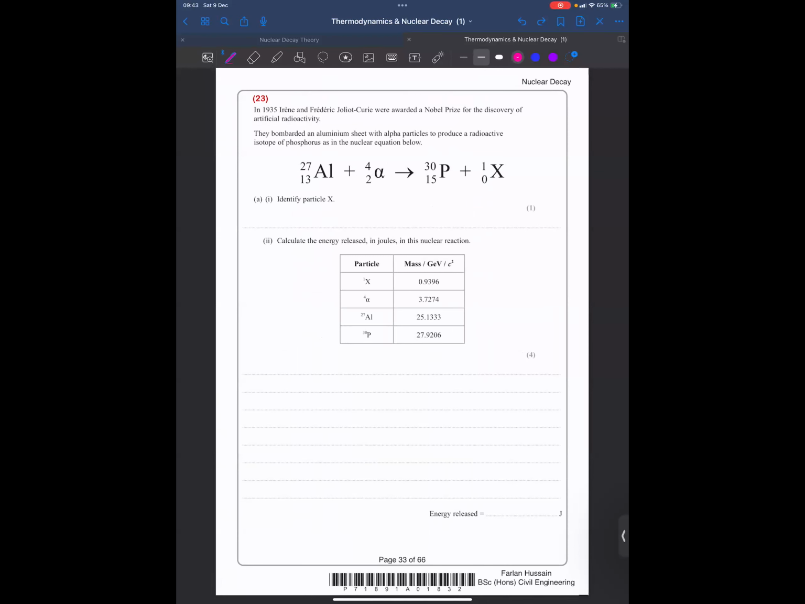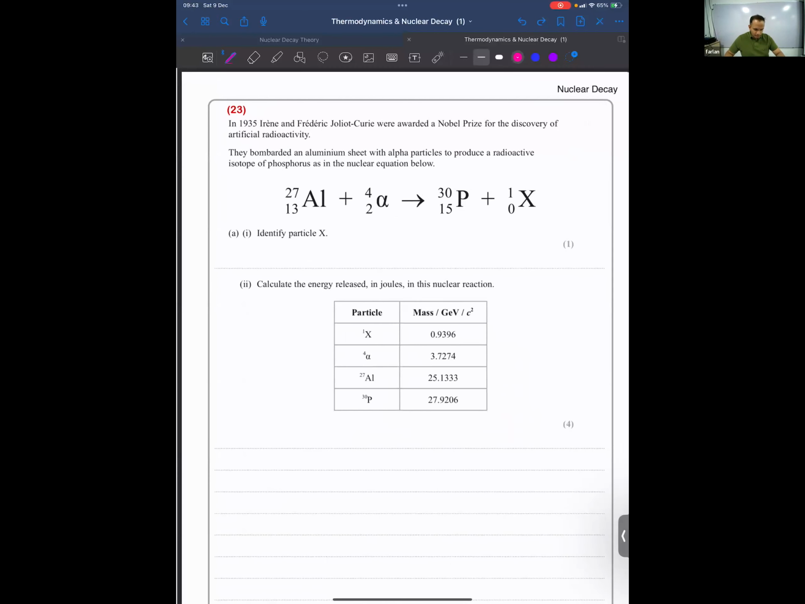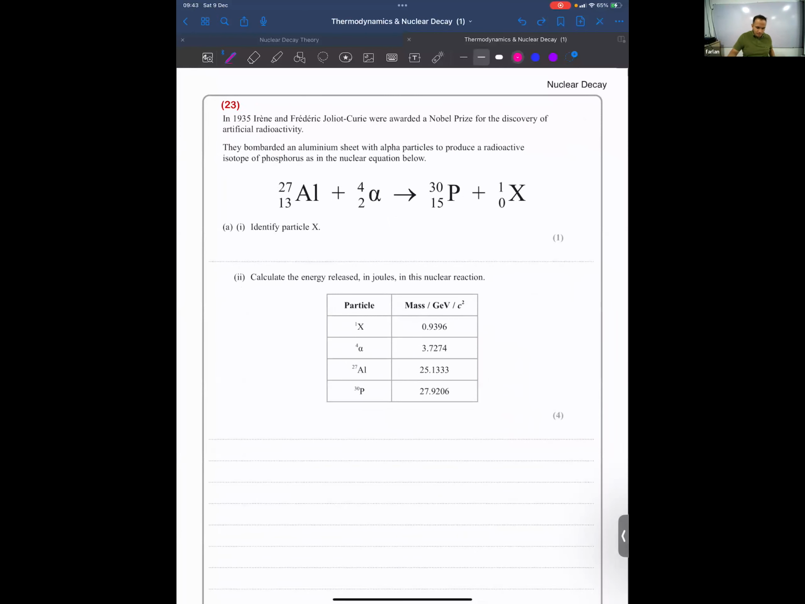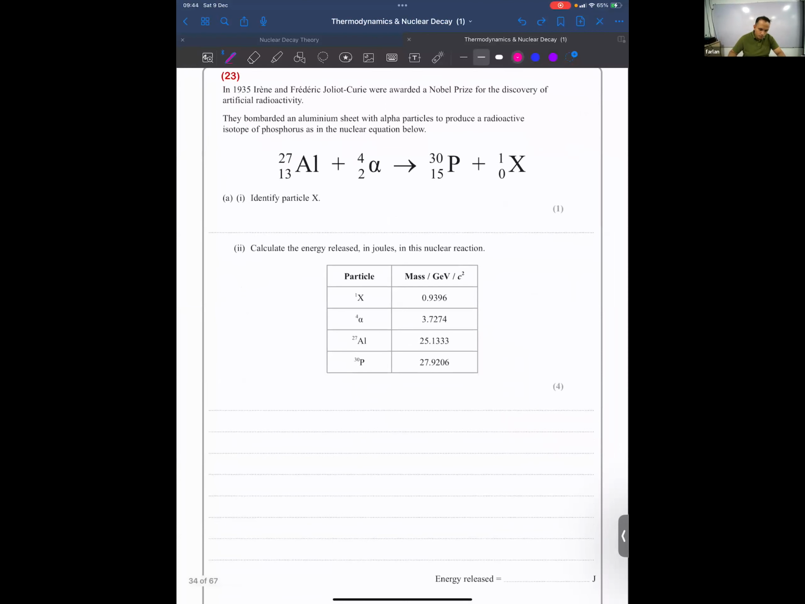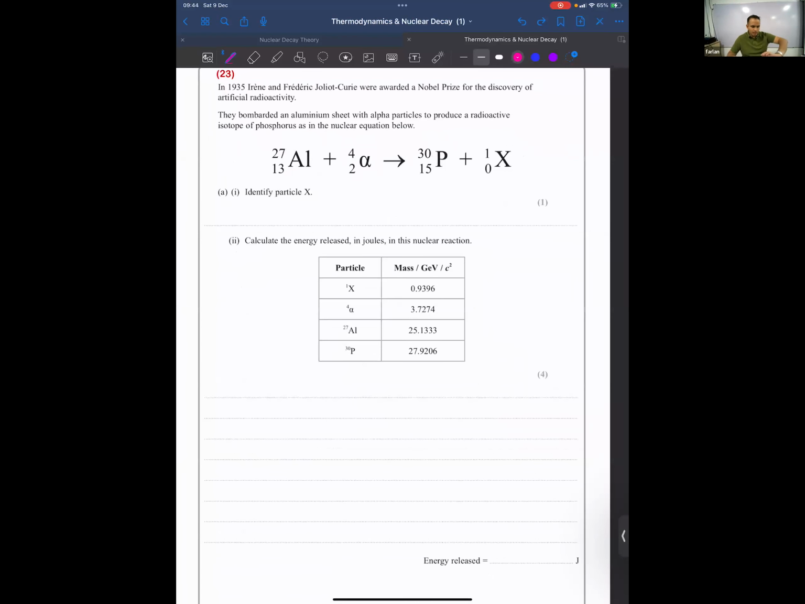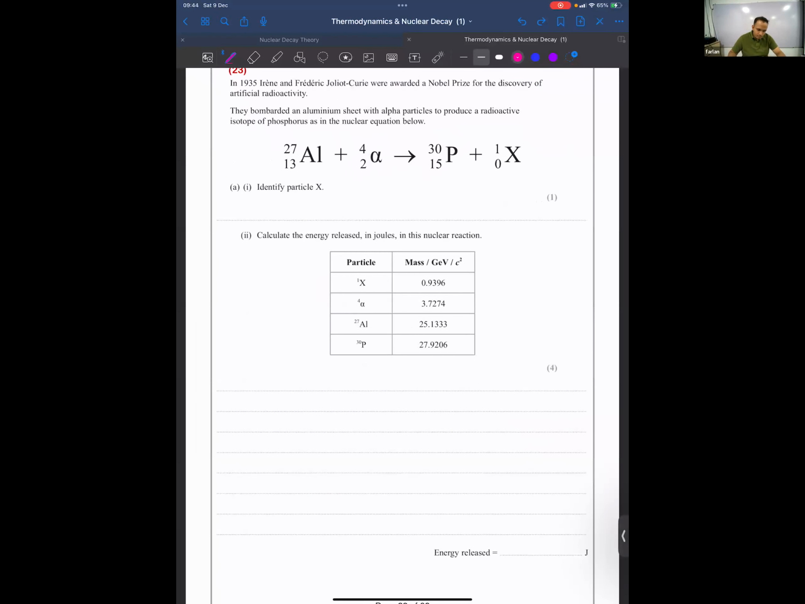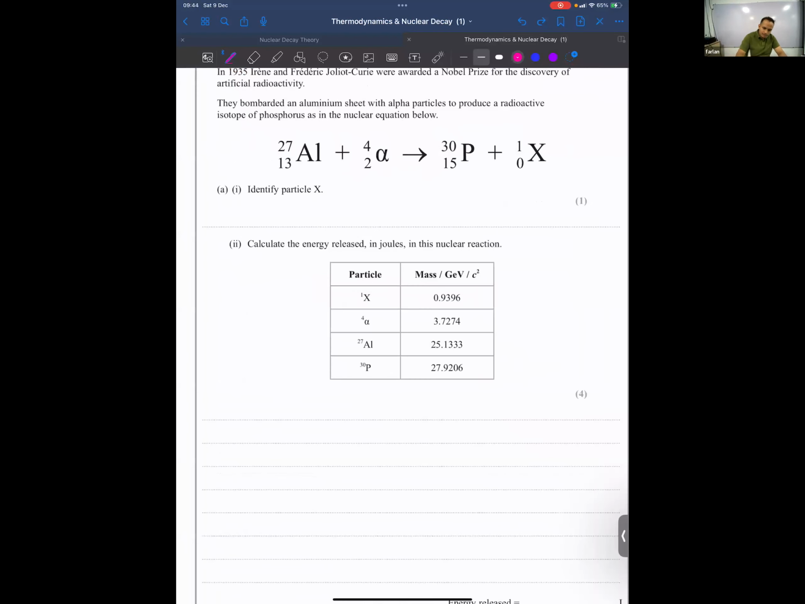In 1935, Irene and Frederick Joliot-Curie were awarded a Nobel Prize for the discovery of artificial radioactivity. They bombarded an aluminium sheet with alpha particles to produce a radioactive isotope of phosphorus, as in the nuclear equation below. Identify particle X.